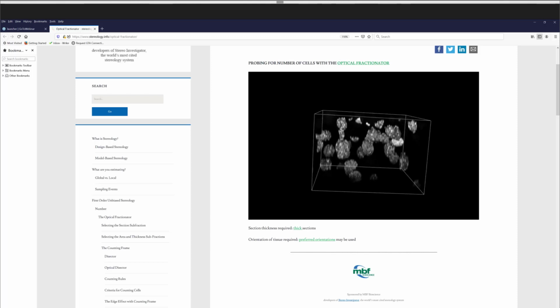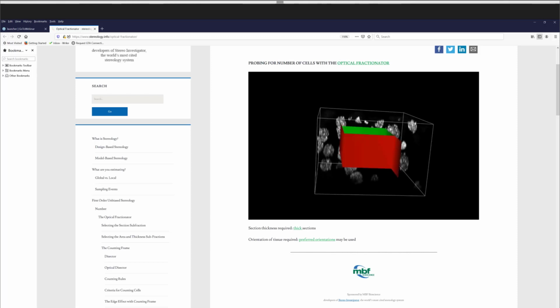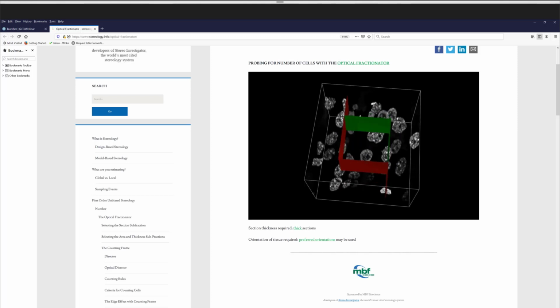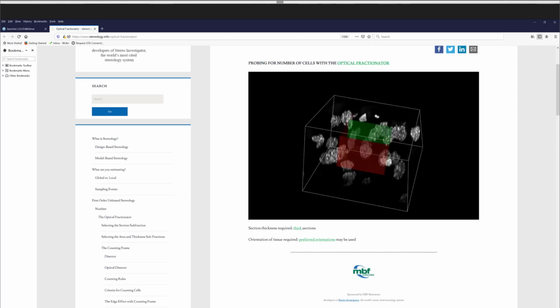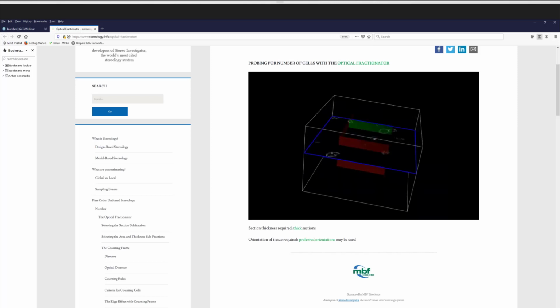Okay, so this represents a thick section, maybe 30 or 40 microns thick. That's the dissector. It would be something like 25 microns tall. I just made it transparent, but you won't see the whole dissector. You'll be focusing up and down through your thick section. And what you're doing is looking for the leading edge of the cell.